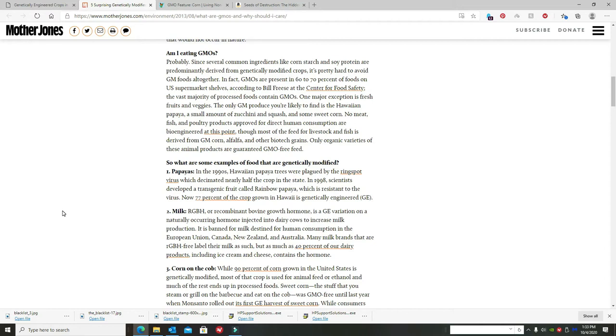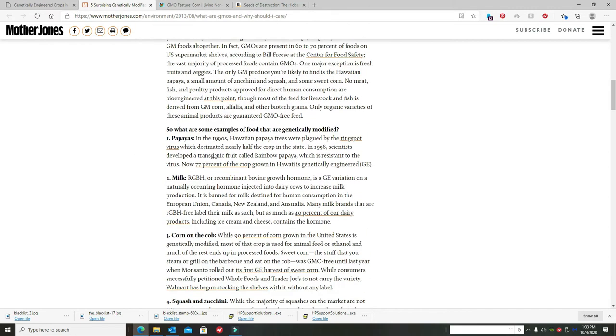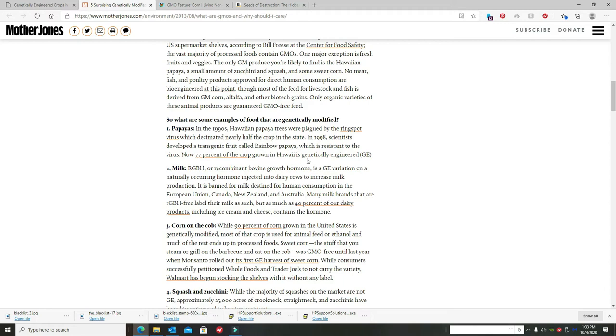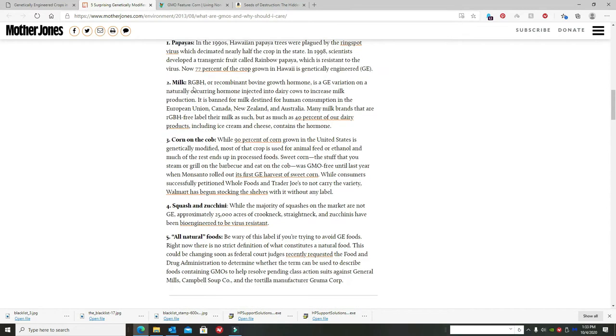And they were basically going to start people out. You'd be surprised what all corn's in. And you'd be surprised how many people can't cook unless it's already partially done. But as Sarah here says, it's probably more than that now. 60 to 70% of foods on supermarket shelves. Papayas in Hawaii, 77% are GMOs as of 1998. Milk, rBGH, recombinant bovine growth hormone, and there's another one too, rBGT.